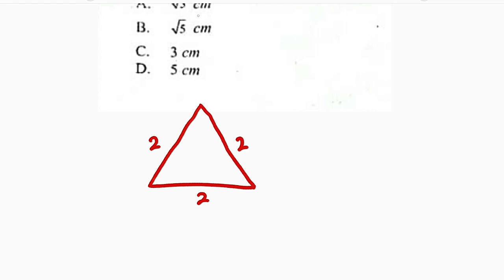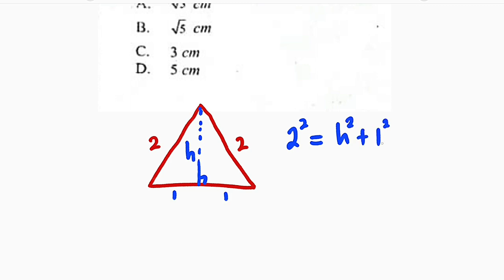We are looking for the height. So let's call it h. So if you partition this side, you're going to have 1, 1 each. So let me remove this 2 and replace it with 1 and 1, make it 2. So we can use either of the right angle triangles. Let's use this one. According to Pythagoras, hypotenuse squared, which is 2 squared, is equal to the opposite squared, which is h squared, plus adjacent squared, which is 1 squared.